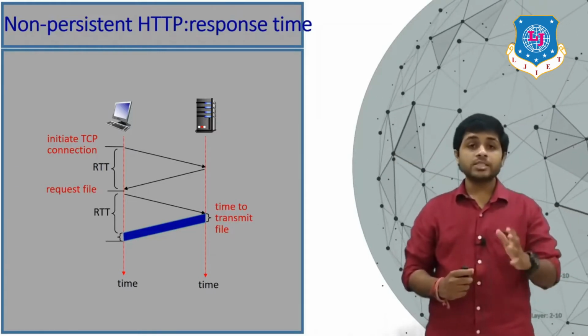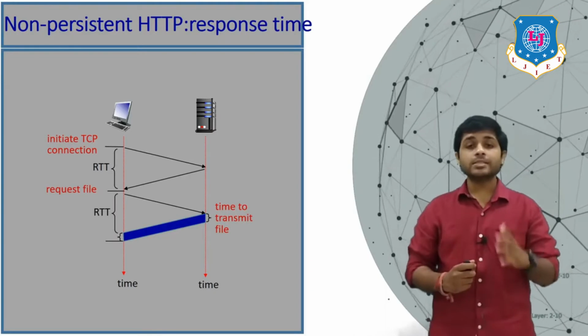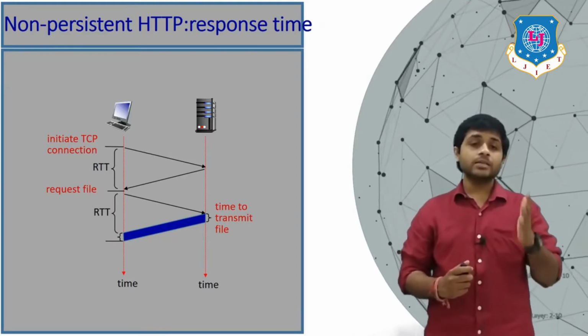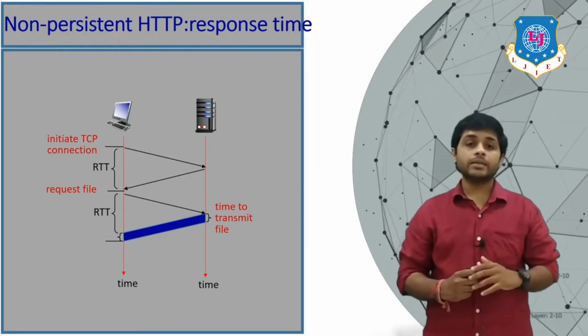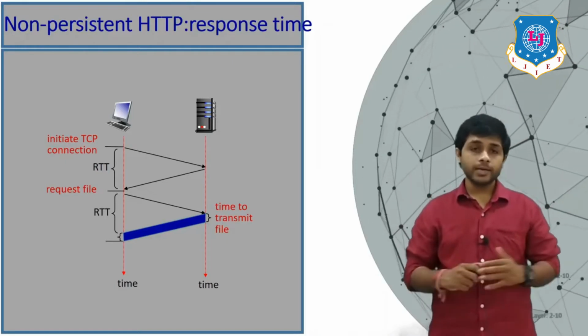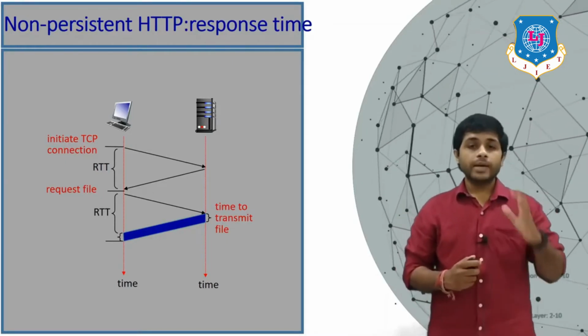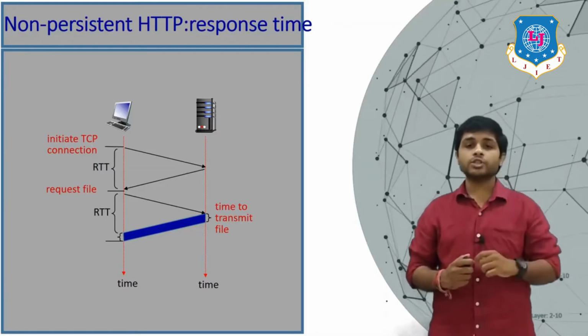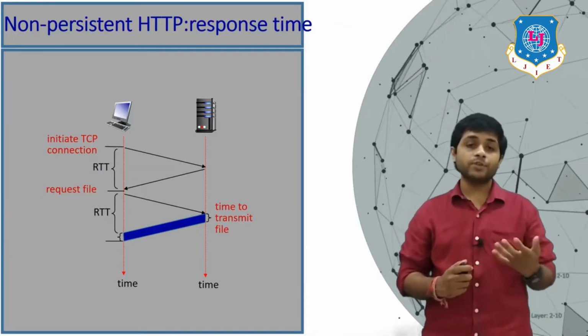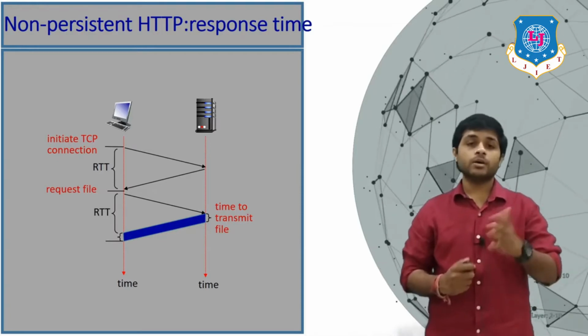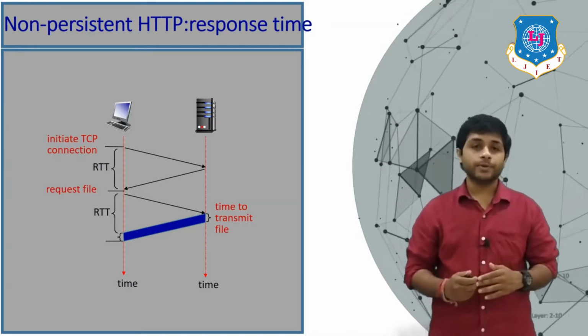If we want to access 10 objects, if we want to access 10 image files, in that case, it will take 20 RTTs. So it is very inefficient, right? So in the persistent HTTP, 20 files can be shared over one connection, and it is more time efficient as compared to the non-persistent HTTP.